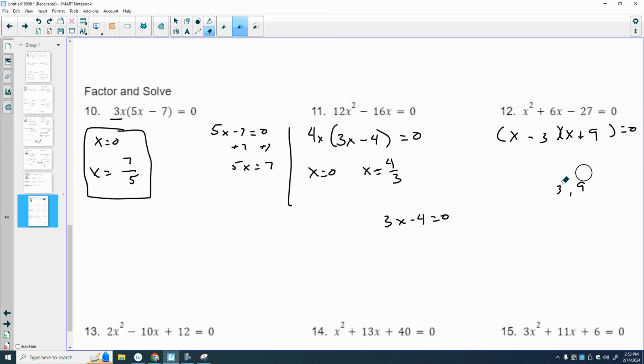Solve. This one's a little easier. X minus 3 needs to equal 0, right? Remember what we just said over here. These 2 numbers, one of them has to be 0. These are my 2 numbers. One of them has to be 0. So what value for x makes x minus 3 0? When x is 3. Why? Because 3 minus 3 is 0. What value for x makes that 0? X equals a negative 9.